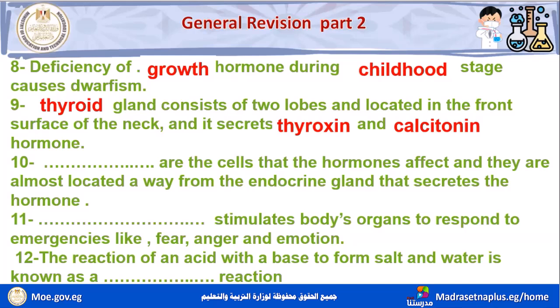Number 10: Target cells are the cells that the hormones affect, and they are almost located away from the endocrine gland that secretes the hormone.